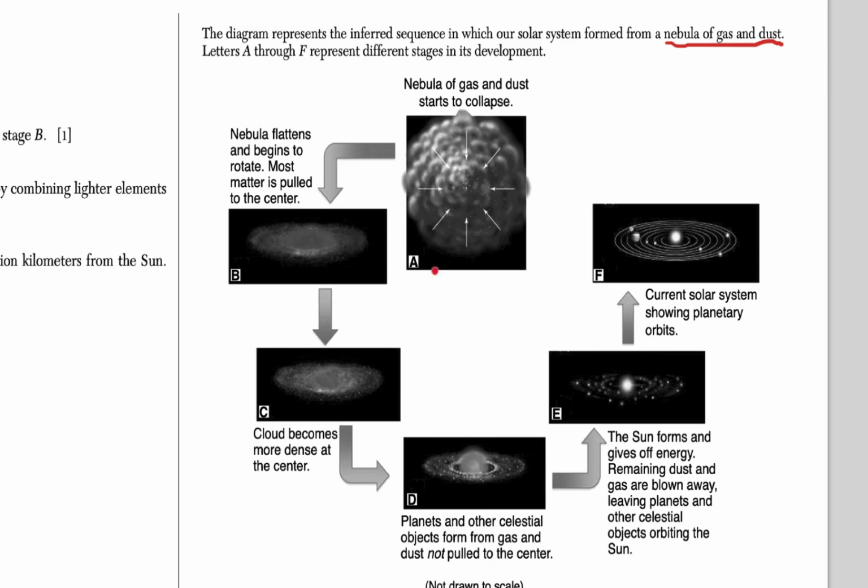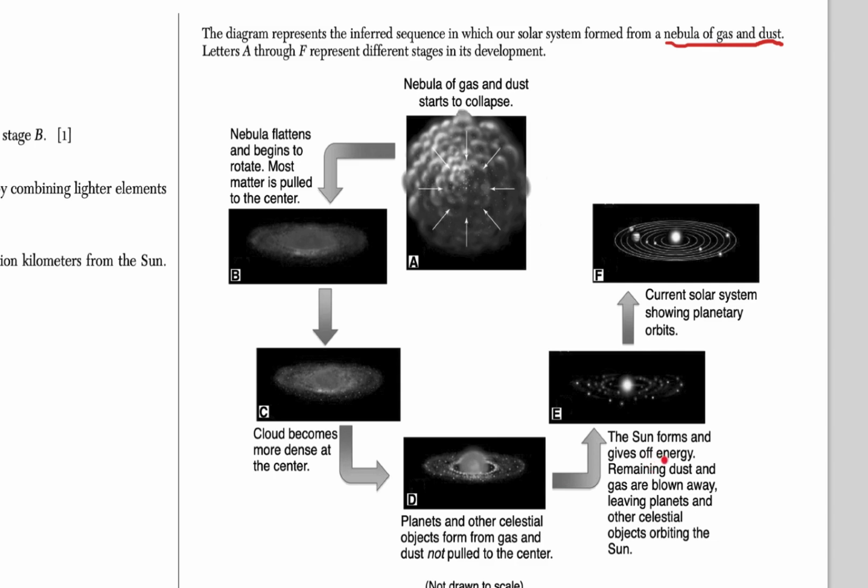So we're starting here at A. The nebula of gas and dust starts to collapse. Notice they have arrows going inward, so it's collapsing to the center. B. The nebula flattens and begins to rotate, and most of the matter is pulled to the center. C. The cloud becomes more dense at the center. D. Planets and other celestial objects form from gas and dust that is not pulled to the center. So being pulled to the center is what's forming our star, but there's some objects that are not being pulled to the center, and that is what formed the planets and the asteroids.